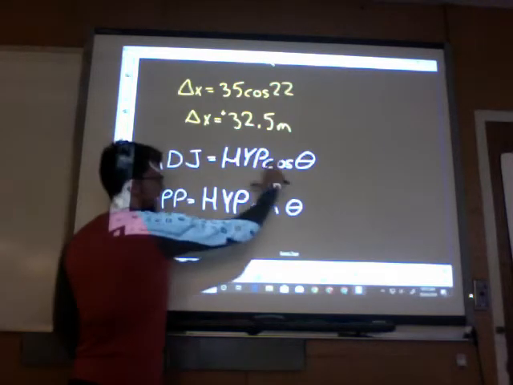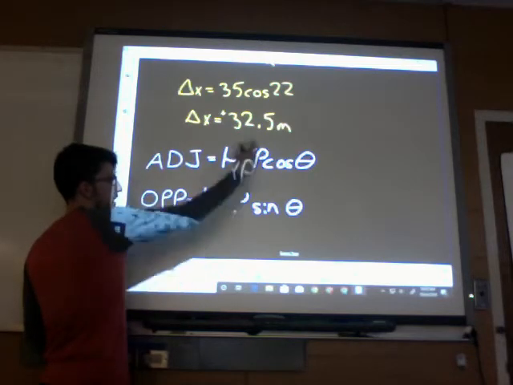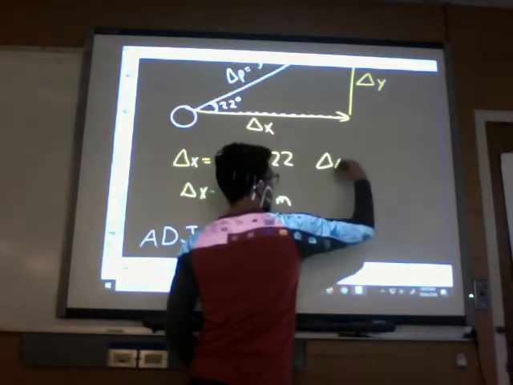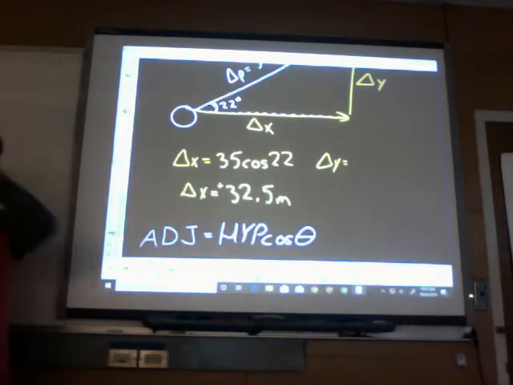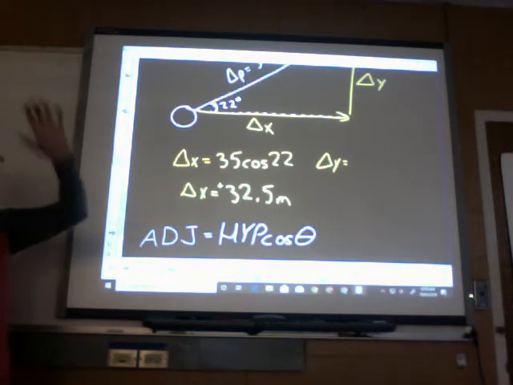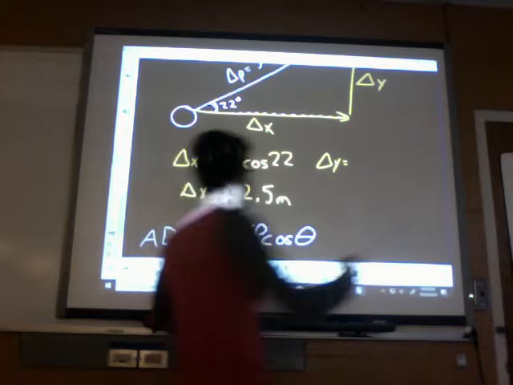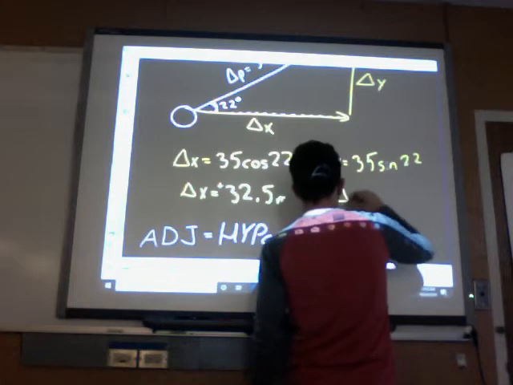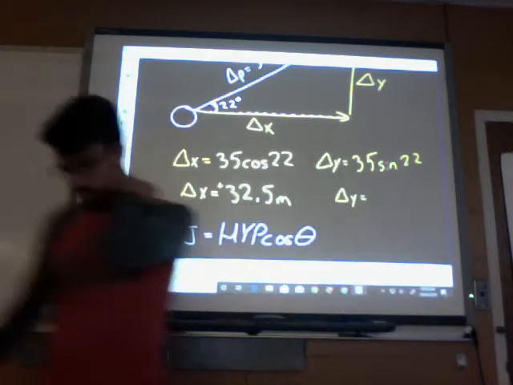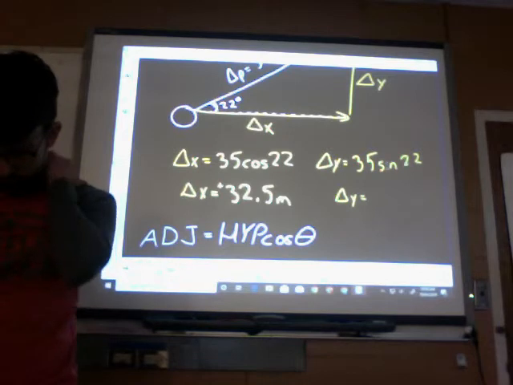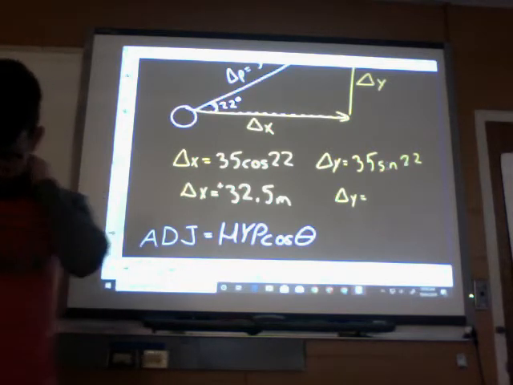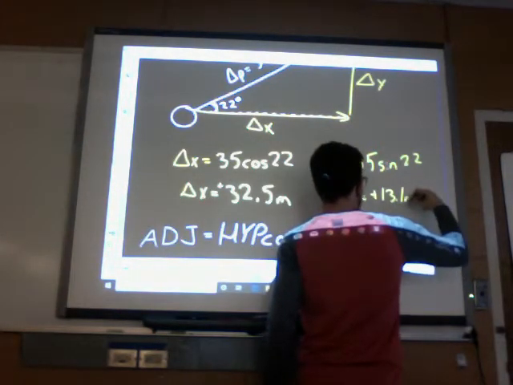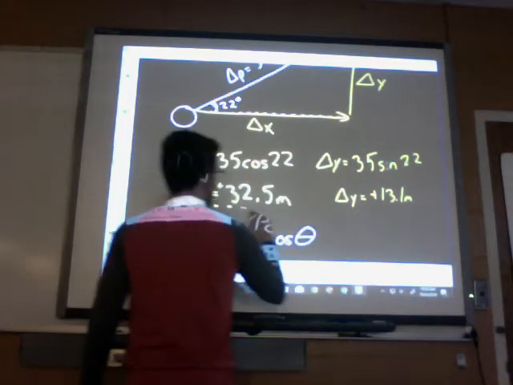What's the only difference? Well, the main difference is sign. So we're going to end up typing the same thing. To get delta y, it looks pretty similar. Delta y is going to be hypotenuse, which is still 35, sine of the angle, and the angle is still 22. So 35 sine 22. Positive 13.1 meters. Now these are important numbers. I'm going to put a dotted line around them.